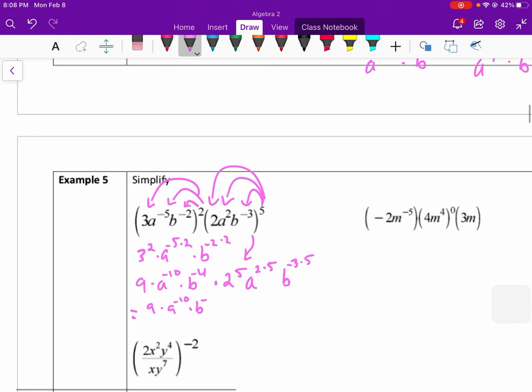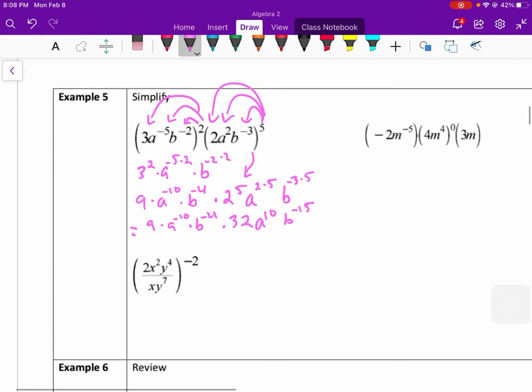So we have 9 times a to the negative 10th times b to the negative 4th. It's pretty messy right now. Times 2 to the 5th, which would then be 32, a to the 10th times b to the negative 15th. Okay, so we're going to want to move stuff up and down, I think, because we have some negatives.